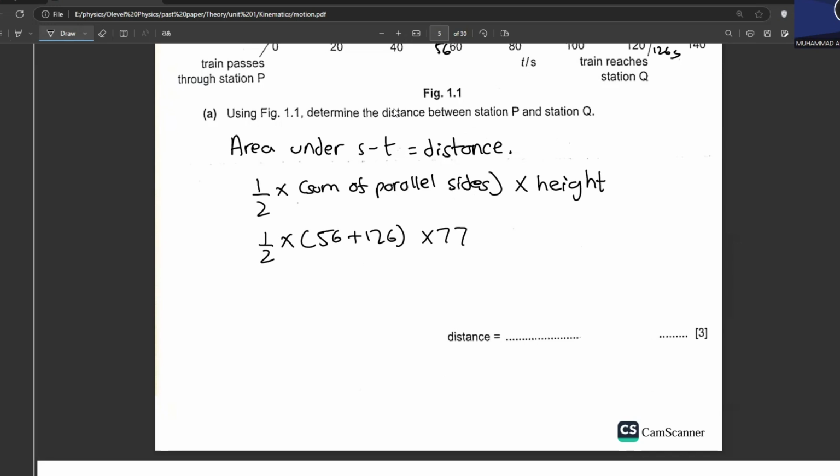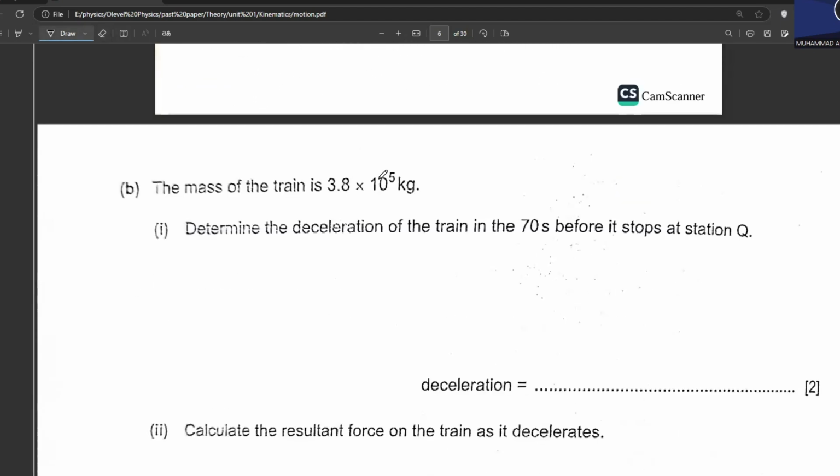56 plus 126 multiplied by 77 divided by 2. This comes out to be 7007 meters, or if you want to write it to three significant figures, you can say 7010 meters. Simple as that. Let's further move ahead.